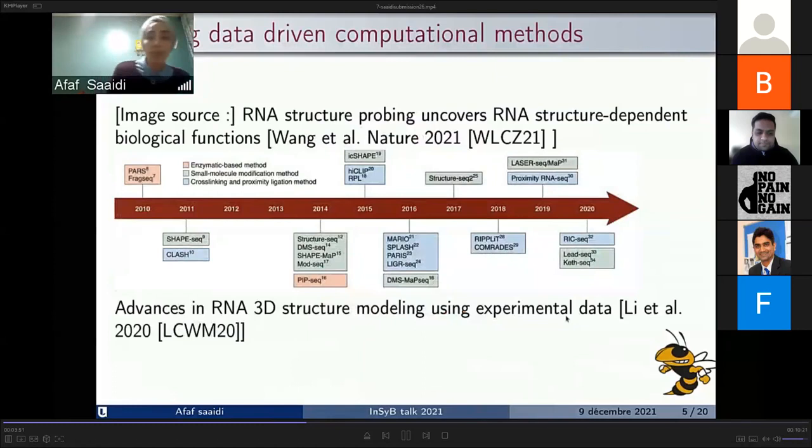So far, we have a bunch of experimental probing methods. They could be categorized into enzymatic-based method, small molecule modification method, and cross-linking proximity ligation method. So the most known are the small molecule modification methods, SHAPE-MaP, DMS-seq, and the DMS-MaP. In 2020, we had this new generation of probing experiments, the LEAD-seq, the KIT-seq, RIG-seq. So if you are interested in learning more about computational methods that use experimental data to predict either the secondary and tertiary structure, I highly recommend to take a look at this review.